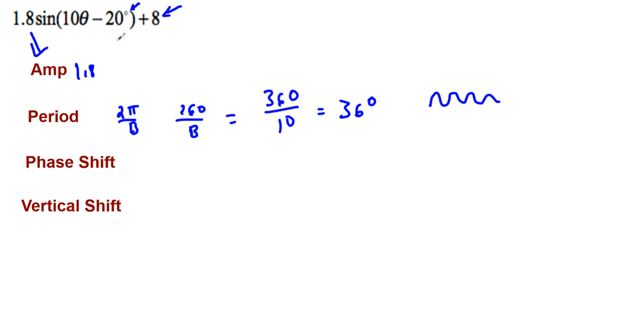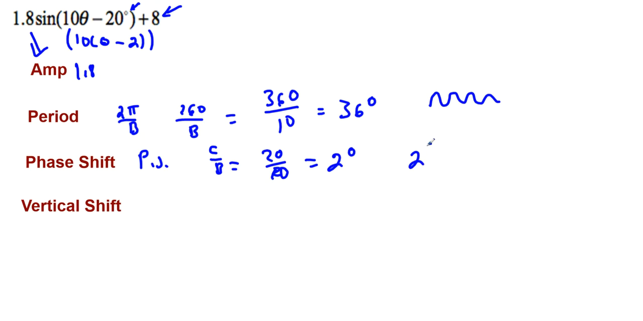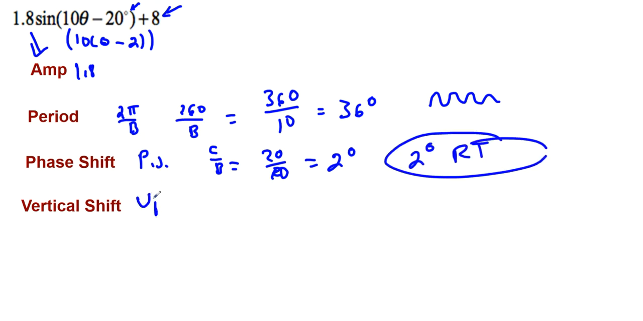All right, phase shift. I could get the theta lonely by dividing by 10 and calling this 10 theta divided by 2. All right, I can have that. But let's just go ahead and do C over B, which is equal to 20 over 10, which is equal to 2 degrees. So it's going to be 2 degrees to the right. Vertical shift, up 8.